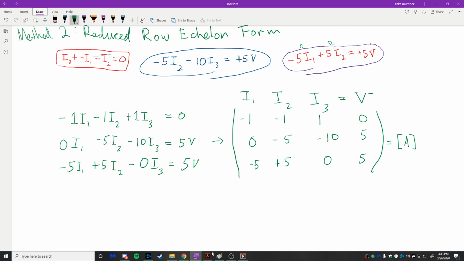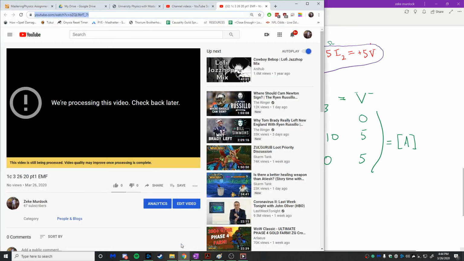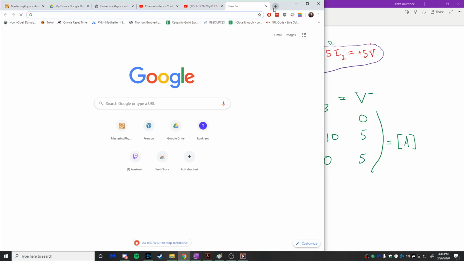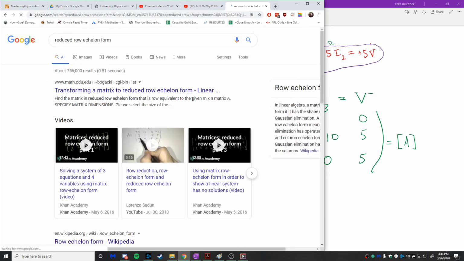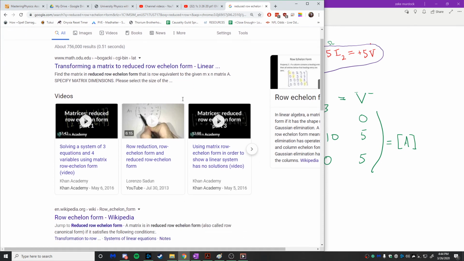Can you guys do that? Can you create a matrix in your calculators and do this? And if you don't have access to a TI, what you can do is you can go up here and use a reduced row echelon form calculator. There are a lot of calculators you can find online that will do this.